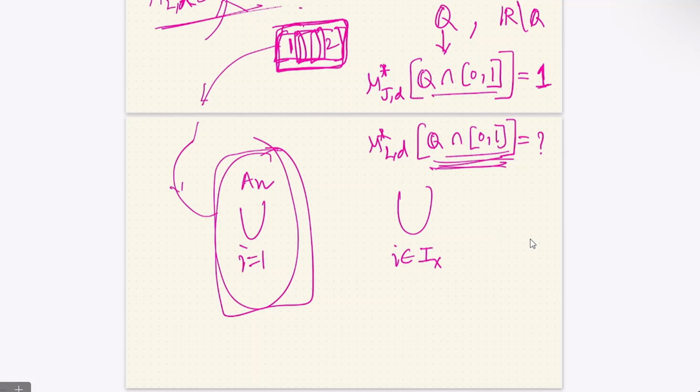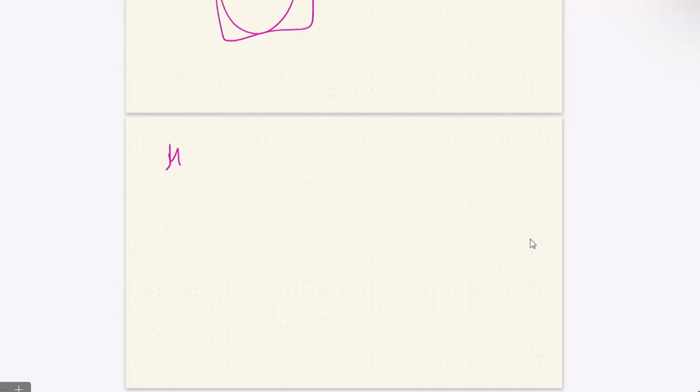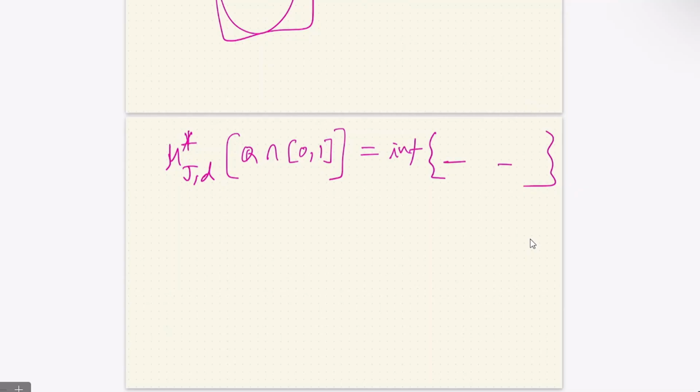Can you, another way of asking, can you give two, I mean, mu star J,D for this one? Okay, I will write it up separately. Mu star J comma D of Q intersection 0 comma 1 equal to, we have some kind of infimum of this, where the sum over i equals 1 to some finite number k. Can you give this for k equal to 2?